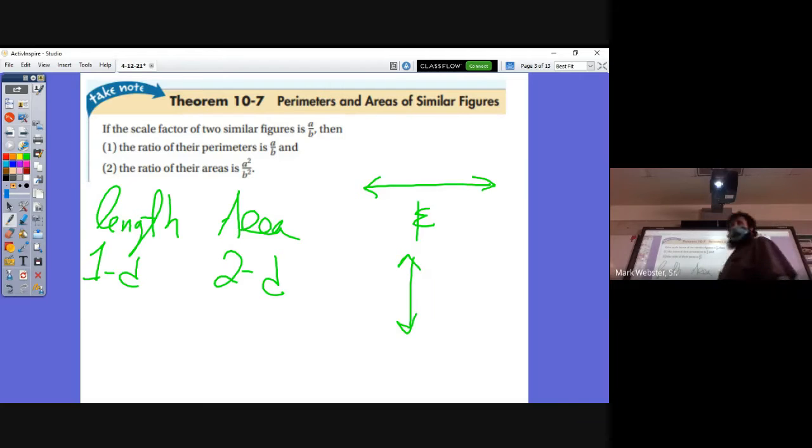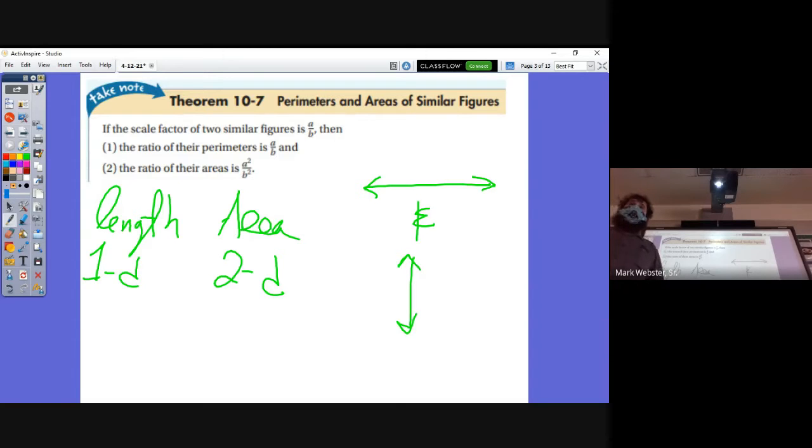So if I'm scaling a figure up by 2, I'm scaling it by 2 this way, right? But I'm also scaling it by 2 that way. So I'm really taking the area and scaling it by 2 times 2. Do you all see what I'm saying?